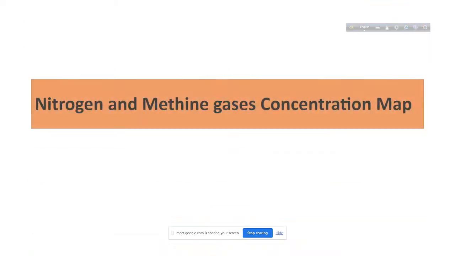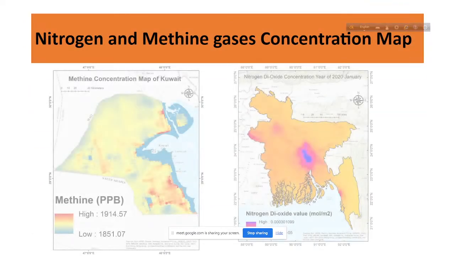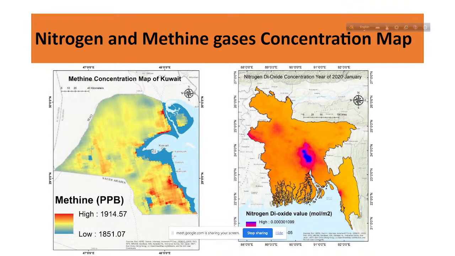First of all, you can see these two types of map. One map is the methane concentration map of Kuwait, and another is the nitrogen dioxide concentration map for Bangladesh, for the year 2020, month of January. Here one unit is PPB, and another unit you can see is mole per meter square. Different types of units we can easily get from here, and also convert them in the Google Earth Engine platform for the different types of gases.